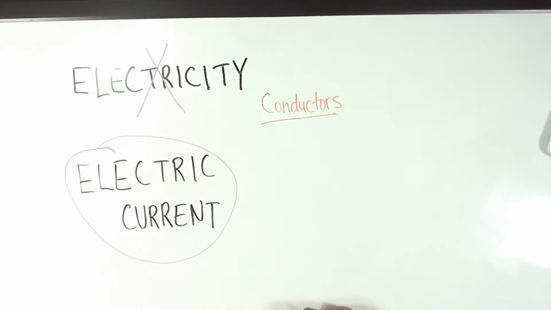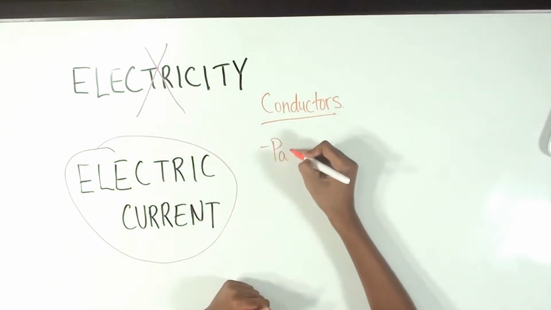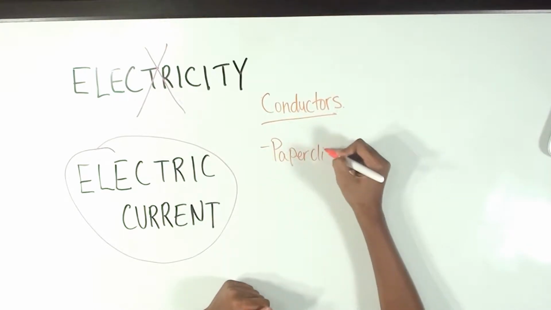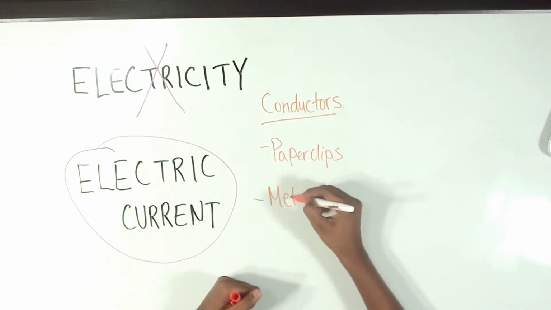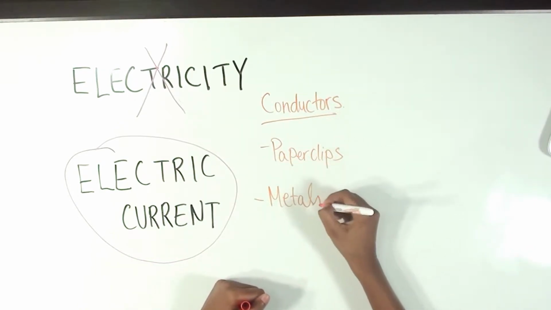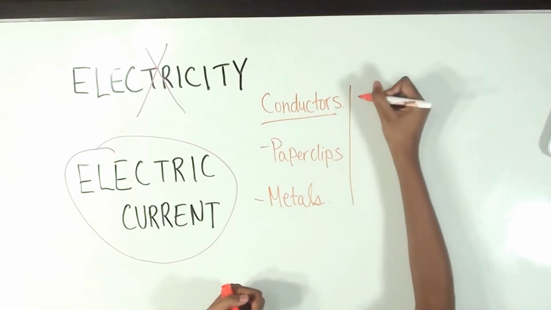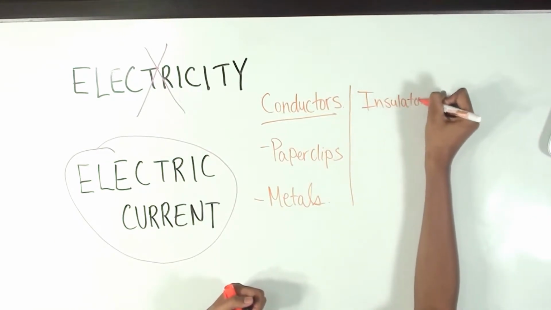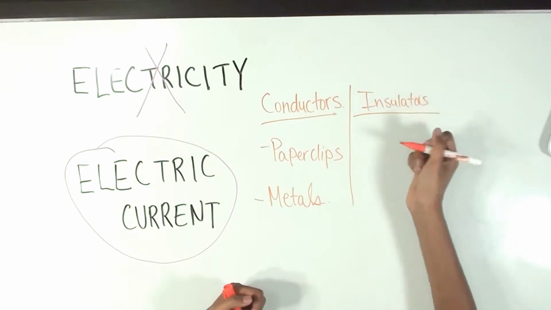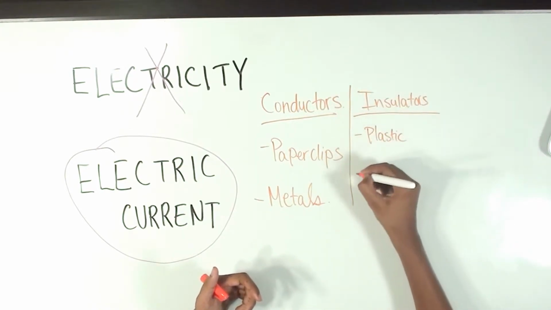Examples of conductors are paper clips, which are metal, and any other metal. And the materials through which electric current does not go are called insulators. Examples of insulators are plastic and rubber.